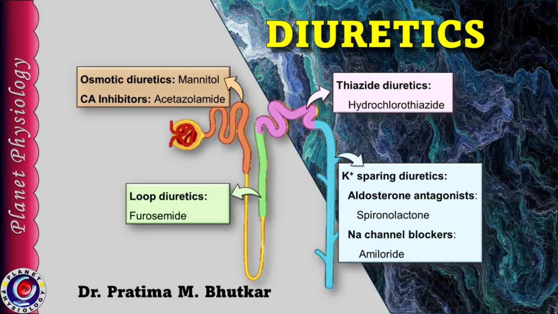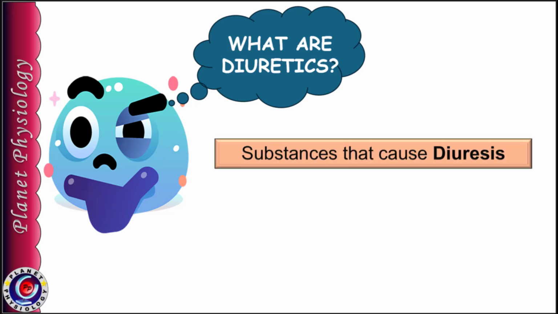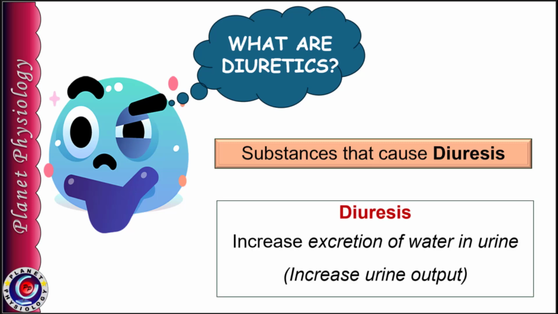Today we shall study an important topic, diuretics. You may immediately get a question, what are diuretics? So, diuretics are the substances that promote diuresis. And diuresis means increased excretion of water in urine. Hence, diuretics are the substances which increase water excretion in urine, or in other words, which increase urine output.